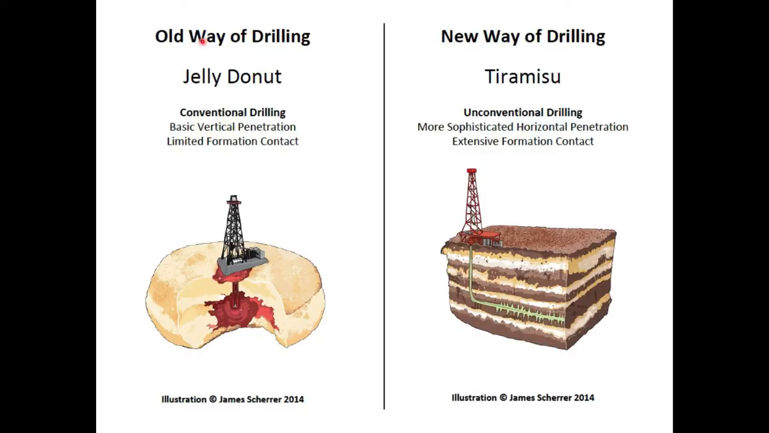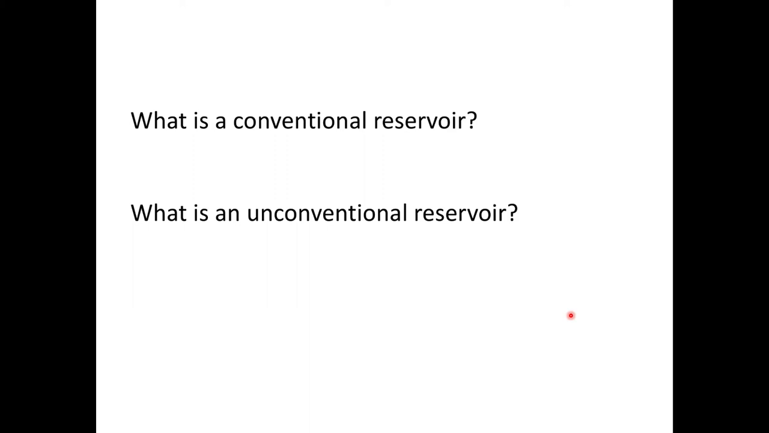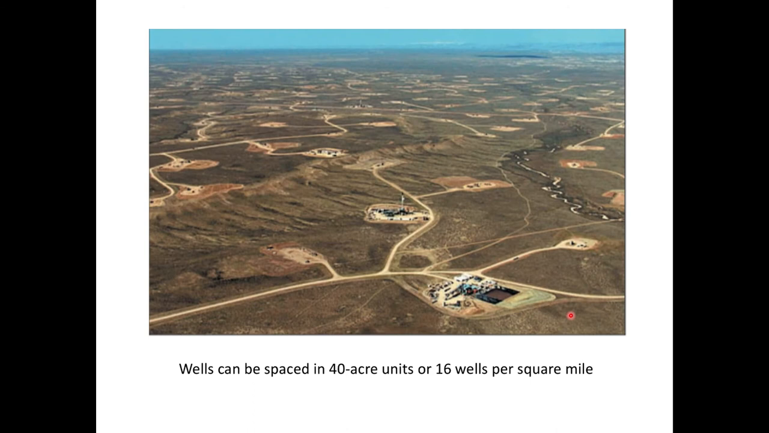So we had this old way of drilling, which was the jelly donut, and this new way of drilling, which has been shown here schematically in a cartoon by James Scherer, as think of it like a tiramisu. You go down vertically a certain distance, and then you go out horizontally. And this has been a game changer. So big questions you should know. You should be able to understand and describe the differences between a conventional reservoir and an unconventional reservoir.